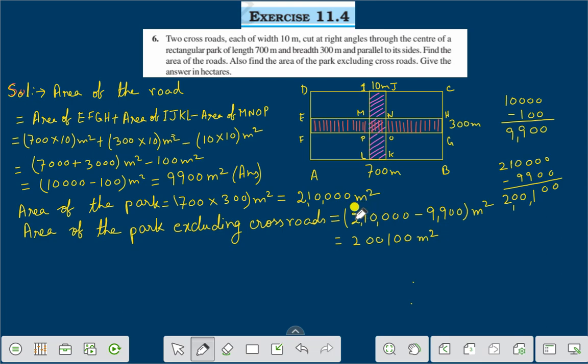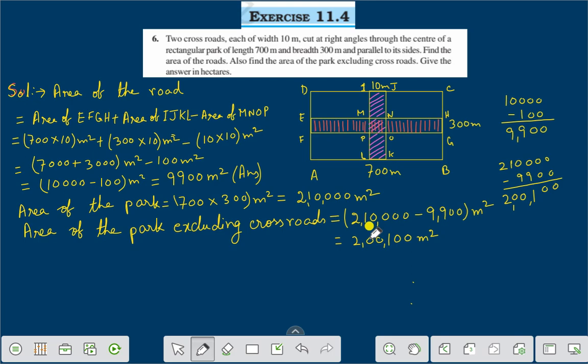That is six digits. If we put the commas here and here, we are getting 200,100 meters square. This is the area of the park excluding crossroads, right? Give the answer in hectares.